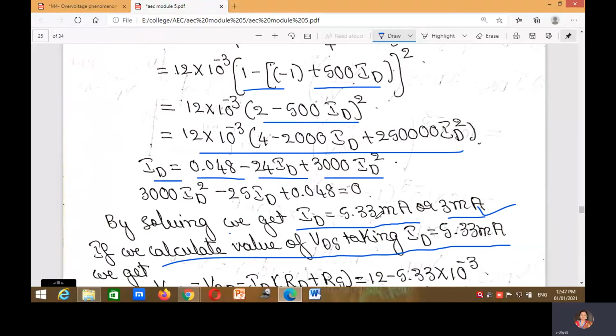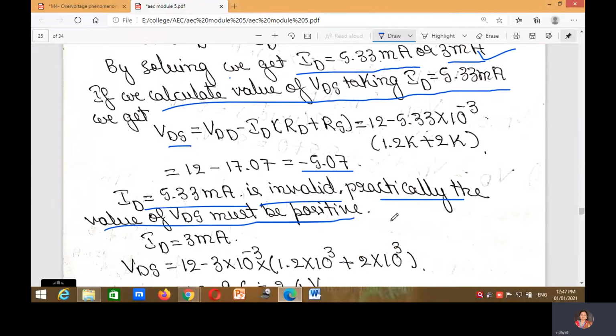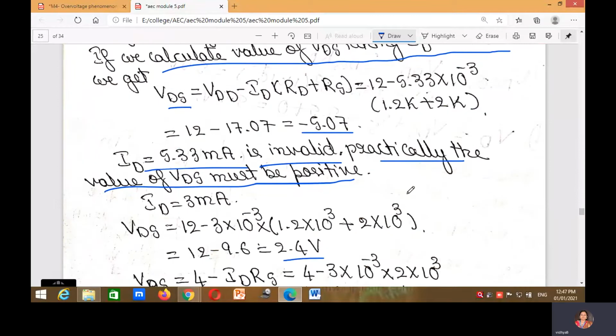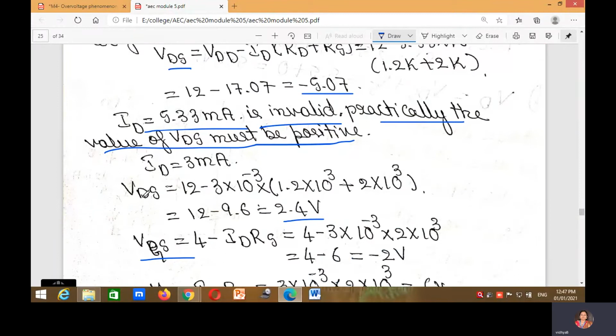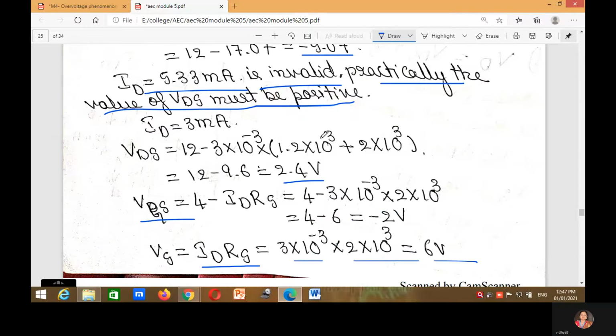First, you substitute ID is equal to 5.33 milliamps. You'll get VDS as a negative value, so it is invalid. You should get a positive value. So ID is equal to 3 milliamps. VDS, you'll get 2.4 volts. Then the ID value is valid. VDS you should get a positive value.